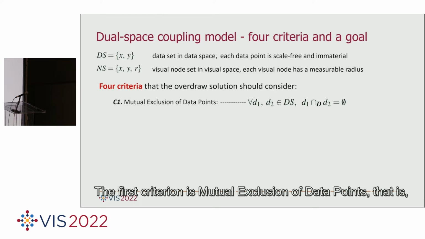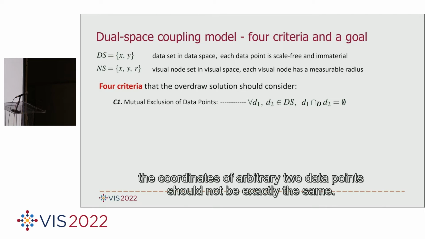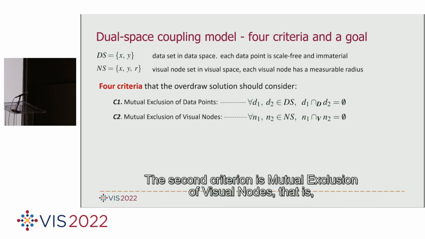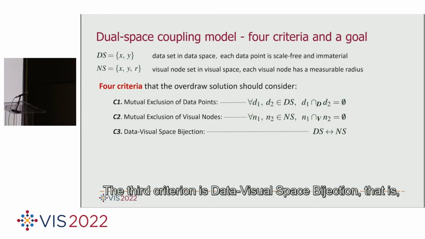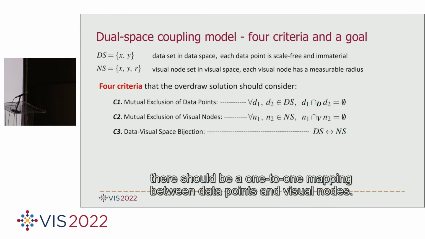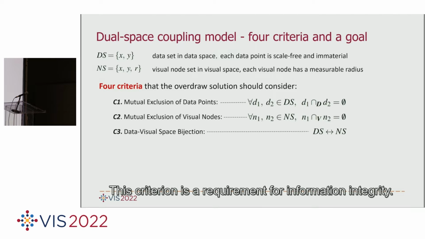The first criterion is mutual exclusion of data points. That is, the coordinates of arbitrary two data points should not be exactly the same. The second criterion is mutual exclusion of visual nodes. That is, any two visual nodes should not be overlapped. The third criterion is data visual space bijection. That is, there should be a one-to-one mapping between data points and visual nodes. This criterion is a requirement for information integrity.